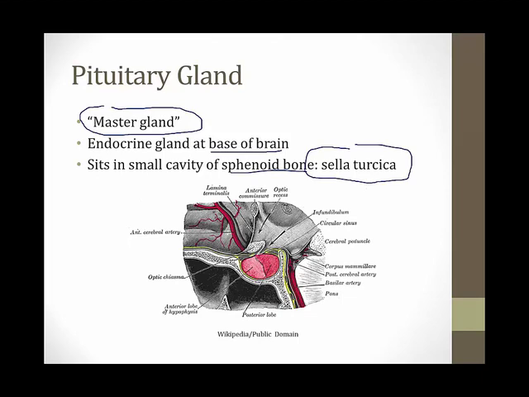It has an anterior and a posterior lobe, each of which have different functions. Also note that the optic chiasm is just above the pituitary gland. That'll be very important later when we talk about ocular findings associated with enlargement of the pituitary gland.